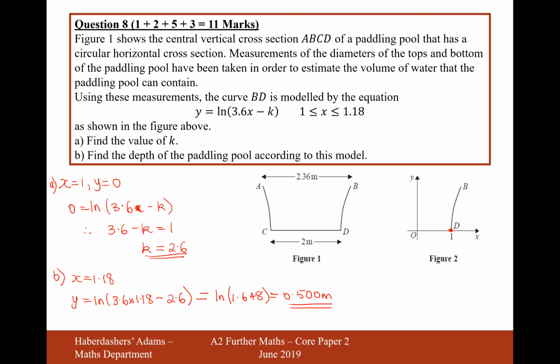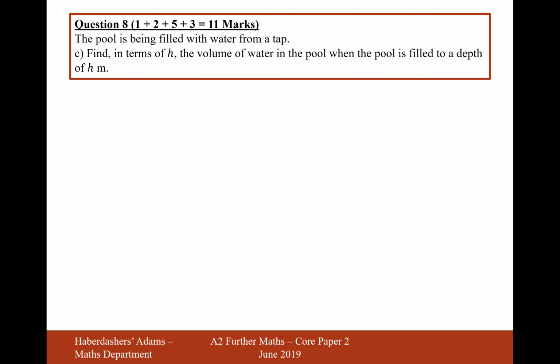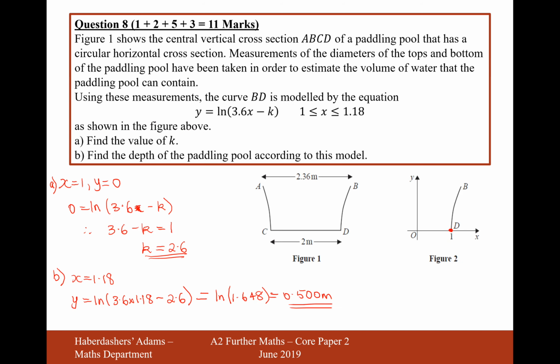Okay, so now that we know that, let's move on to the next bit. The pool is filled with water from a tap. Find in terms of h the volume of the water in the pool when the pool is filled to a depth of h meters. Okay, so this is our equation here, y equals ln(3.6x) minus 2.6. Let's just go back to the diagram here. Now it's going to be the curve of this expression revolved around the y-axis. So this is going to be a y-axis revolution one.